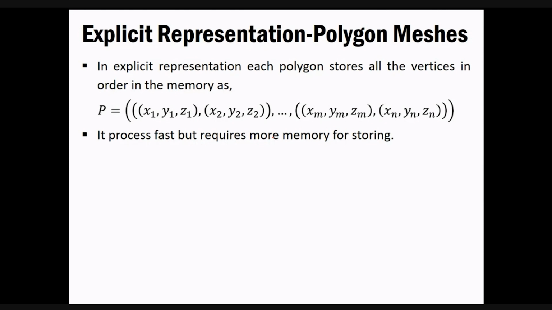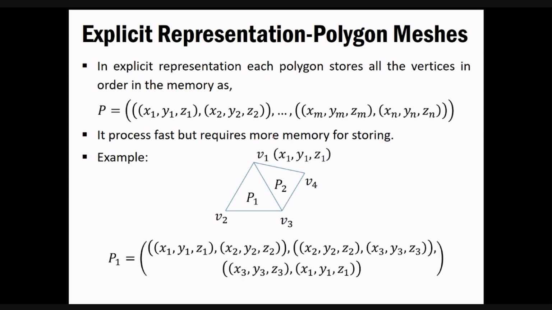But why does it require more memory? Because it will store redundant information. Now what is this redundant information? That we will see. We have one such shape here, and we want to know how this representation works. Based on the figure you can see we have this shape with two surfaces, or two polygons, that is P1 and P2, and similarly four vertices, that is V1, V2, V3, V4, and each vertex has a given point.